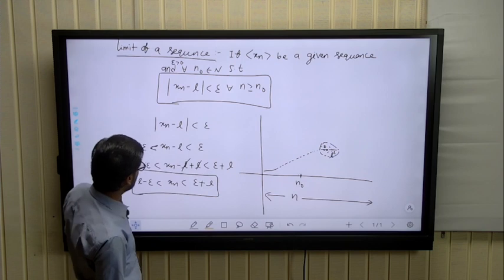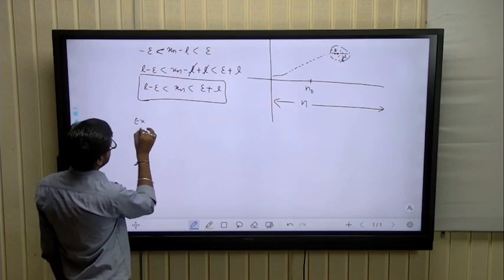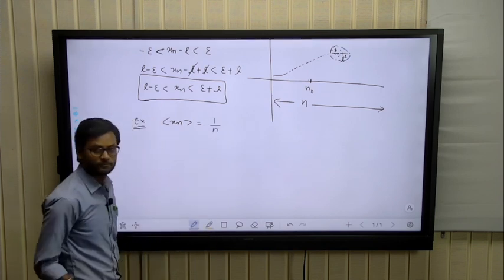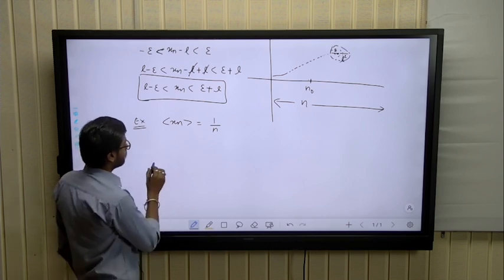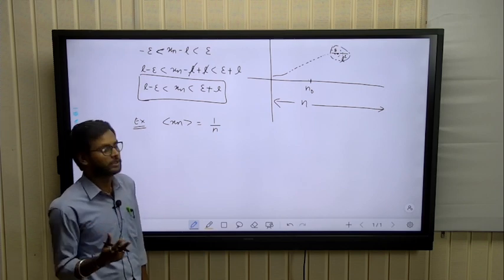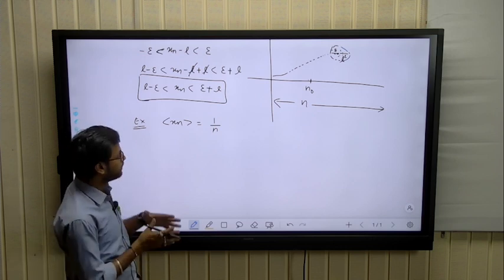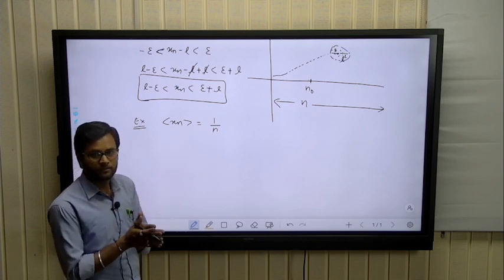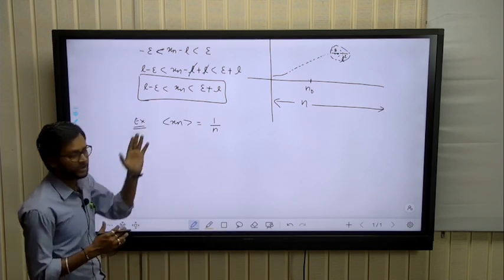Now we give an example of the limit of a sequence. Suppose that xn is equal to 1 upon n. Now we find the limit of this sequence. To find the limit of a sequence, we have two methods. One method is the general method and the second method is the mathematical method. So we discuss both methods here. First we find the limit of a sequence by the general method, and then we find the limit of a sequence in a mathematical manner, by the mathematical definition.